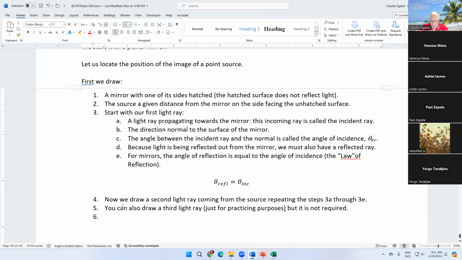Now, to find the position of the image with respect to the source and the surface of the mirror, we do the following. 1A.